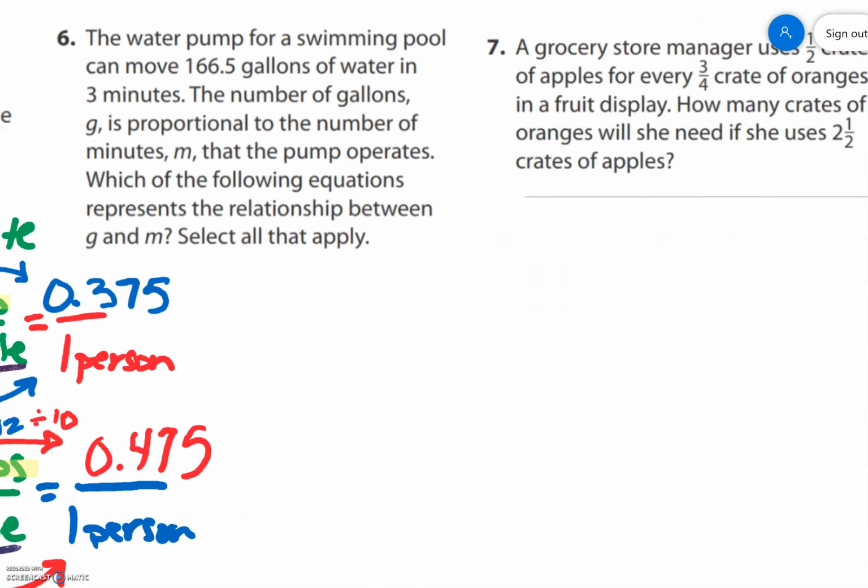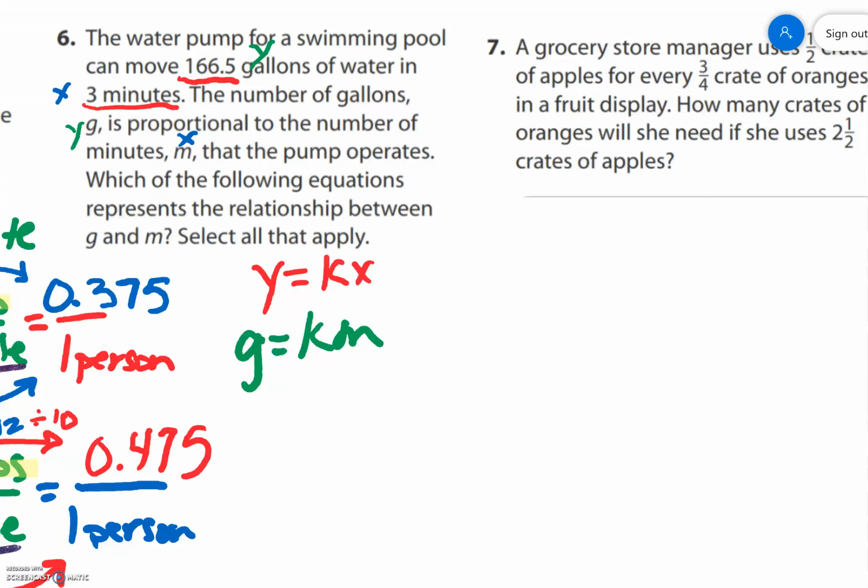Number 6. The water pump for a swimming pool can move 166.5 gallons of water in 3 minutes. The number of gallons G is proportional to the number of minutes M that the pump operates. Which of the following equations represents the relationship between G and M? Well, this is that same thing again. Y equals kx, but they want you to use their variables. Well, time is always the x variable. So 3 minutes is the x, so that means M is the x. And then the other one, the gallons, is the y. So instead of y, we're going to put G equals kM.